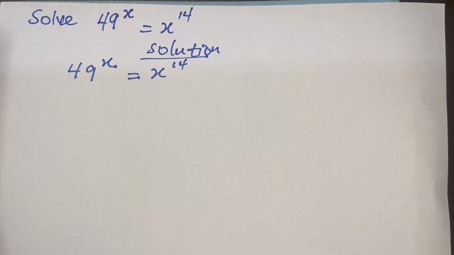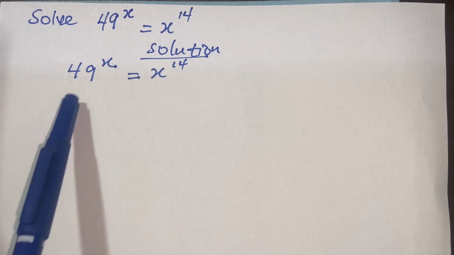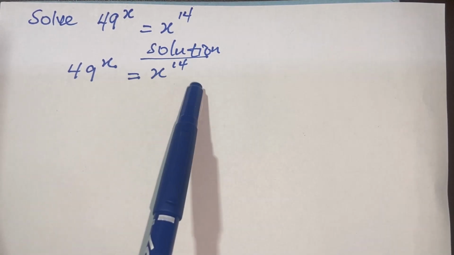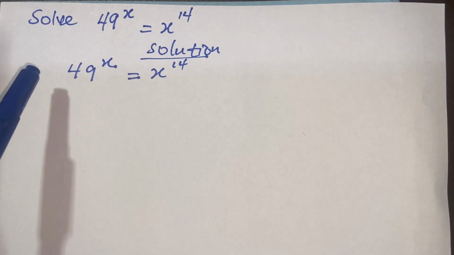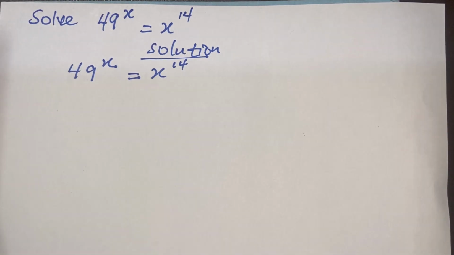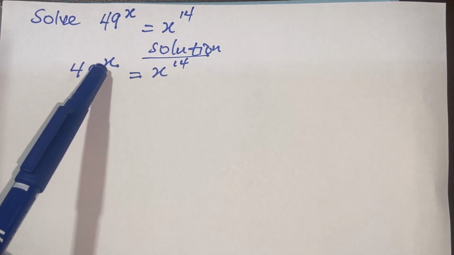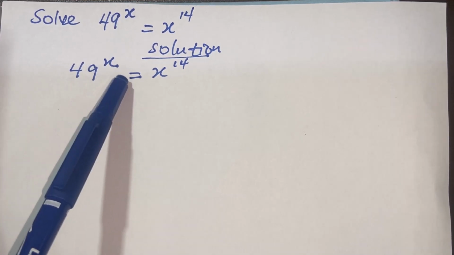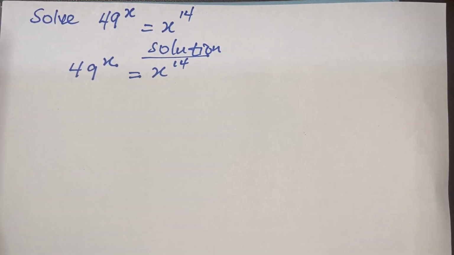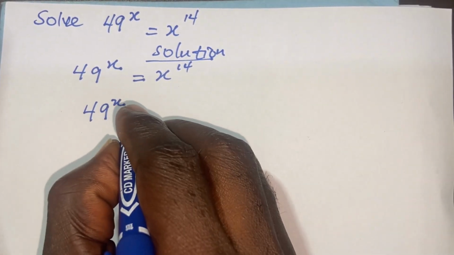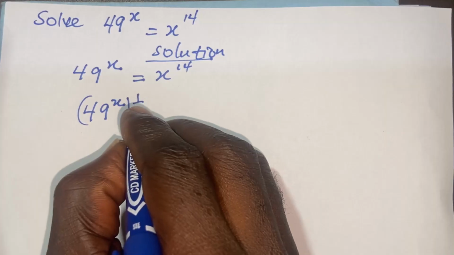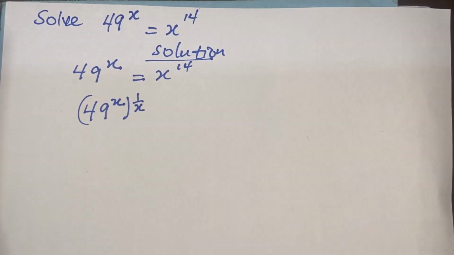First of all, we need to move the variable, which is x, to one side of the equation. So to start with, we must get rid of the x over here. And after that, we get rid of the number over here. How do you get rid of the x at the left hand side? This is a power of x. To move the x here, we take the power of all of this to 1 over x, which is going to give us 49 to the power of x, then all raised to the power 1 on x.